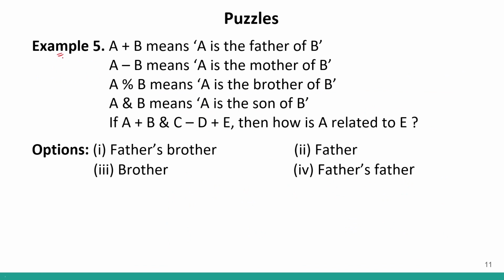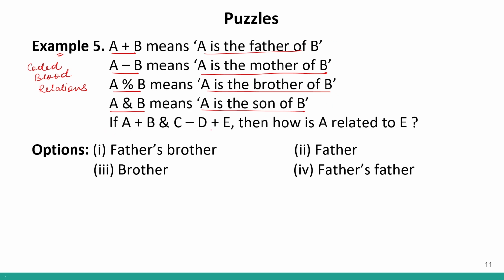Example number 5, again a question of coded blood relations. Coded blood relations. Okay, two concepts, coding and decoding, and blood relations merged together. A plus B means A is the father of B. A minus B means A is the mother of B. A percentage B means A is the brother of B. And A and B means A is the son of B. So these are our codes.